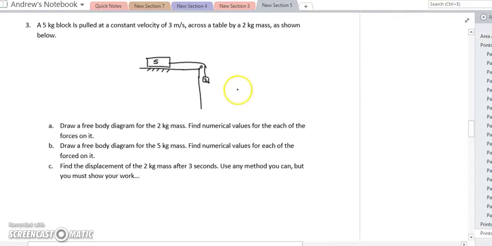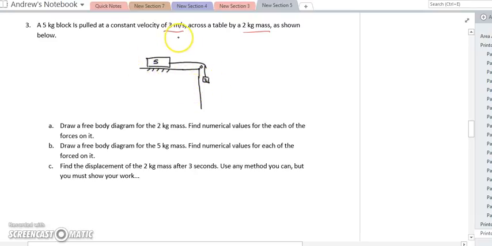So this situation is a modified outward. This one you need to be careful because a lot of folks forget to do free body diagrams for both objects. So for this one here, it says a 5 kilogram block is moving at a constant velocity of 3 meters per second, and it moves across the table by a 2 kilogram mass that's hanging. So now what you need to understand is that if this block has a velocity of 3, so does this block. If this block accelerates and this block accelerates, they accelerate at the same rate.